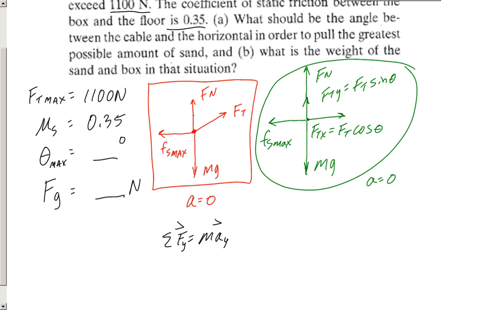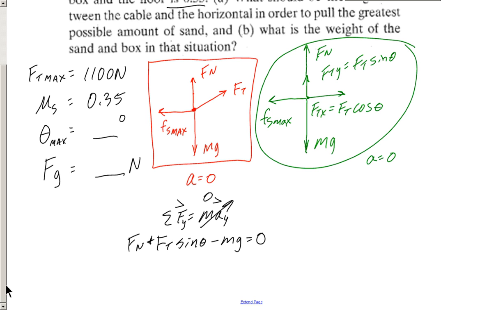So what we would see, calling up positive, we'd have F normal plus Ft sine theta minus mg equals 0. There's no vertical acceleration, of course. And that gives us our equation for the y direction.